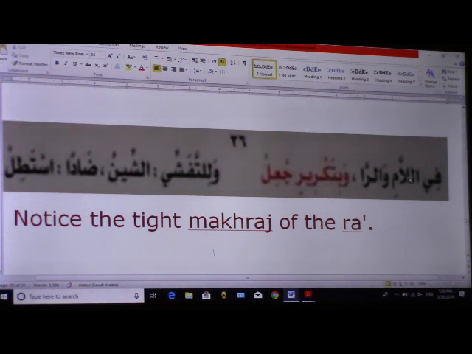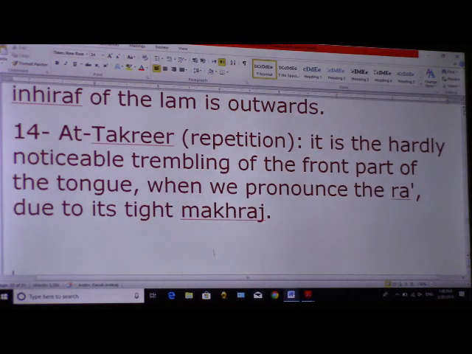Clear? في اللام والراء وبتكرير جعل. So this is literally what these two words mean. The raa has been made with what? تكرير. Now, what is تكرير? تكرير is repetition. This is why one of the main rules for memorizing the Holy Quran is what? تكرير, or تكرار. Repetition, repetition, repetition.